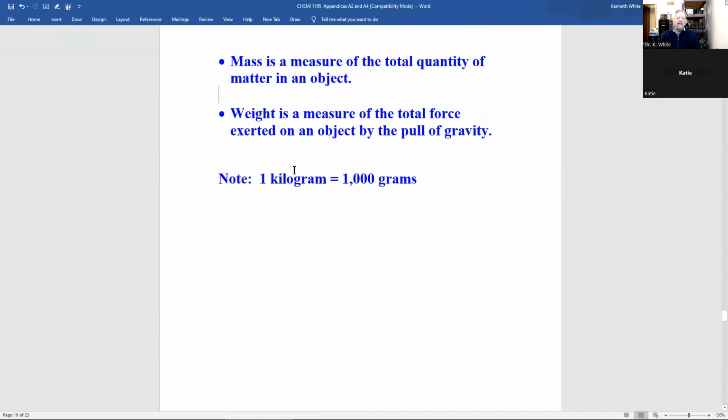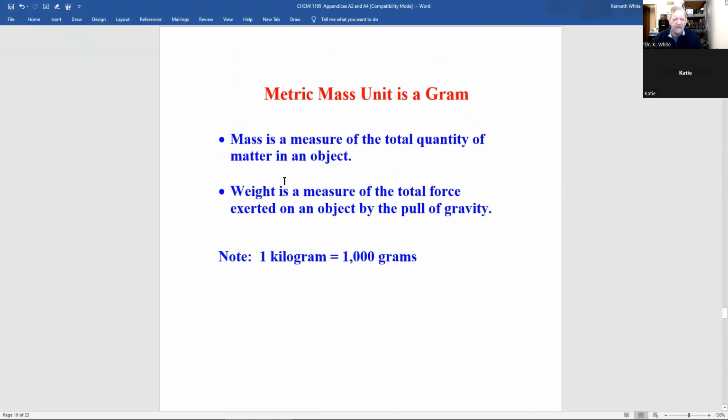Now, the unit of measure for mass is a gram. And 1,000 grams, remember 1,000, the prefix is kilo. So you put the unit gram with the prefix kilo and you get kilogram.